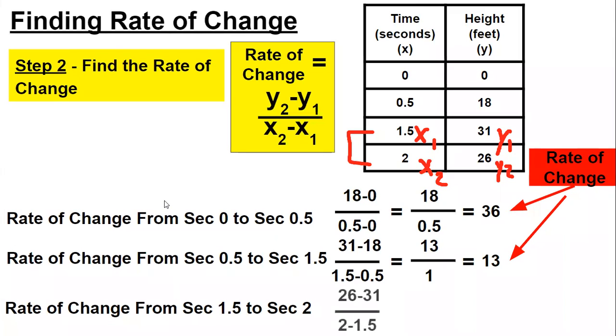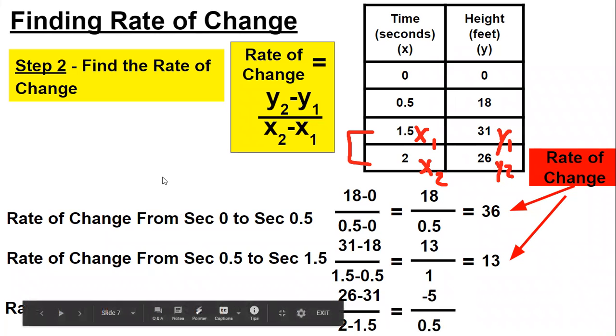Plug them into the formula, y2 minus y1 over x2 minus x1, 26 minus 31, and 2 minus 1.5. And it's okay, you know you're going to get a negative, right? 26 minus 31 is going to give you a negative what? 5, right? And on the bottom, you're going to get 0.5. You divide negative 5 by 0.5 and you get negative 10.